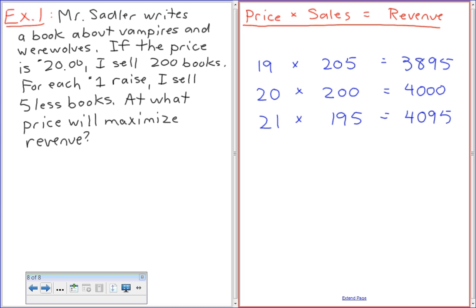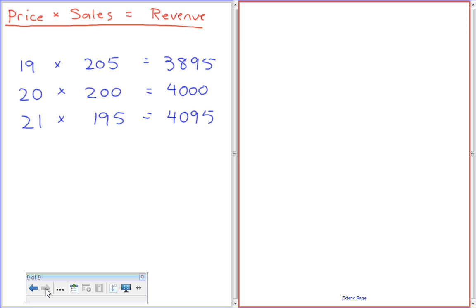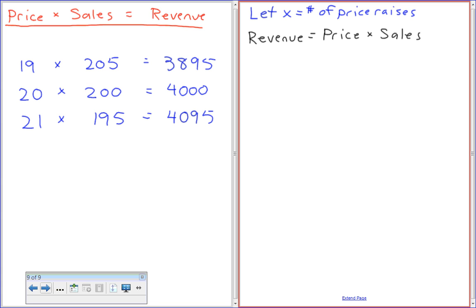Yeah, I need more money, right? And we'll worry about the maximizing. This is the maximizing energy step. Let's get an equation. Let x equal the number of price raises. And we're going to say revenue is going to be price times sales.